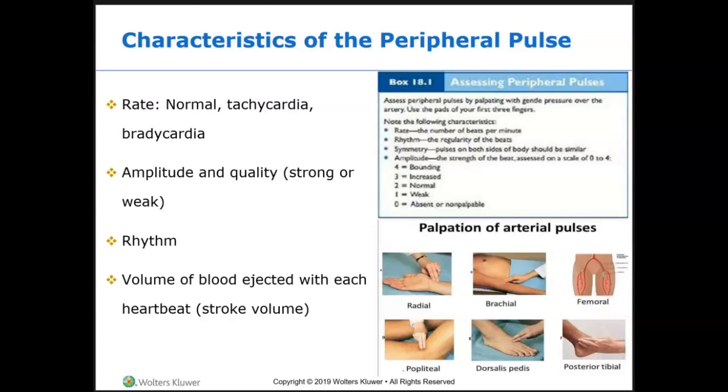Rate, rhythm, and amplitude are all characteristics of a peripheral pulse that we must monitor and chart on, right? These are indicators of the effectiveness of the heart as a pump. So it literally is an indication of whether your heart is doing its job sufficiently. The volume of blood ejected with each heartbeat is what we call the stroke volume.